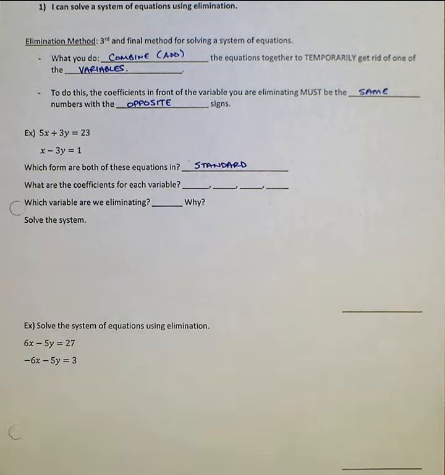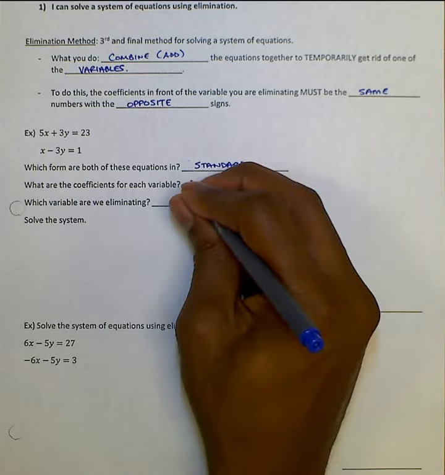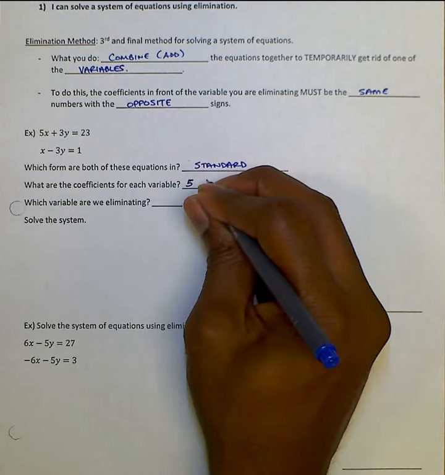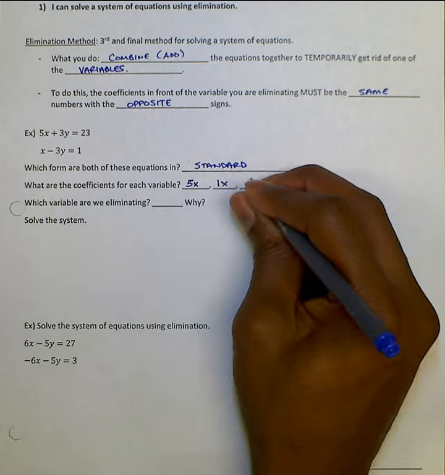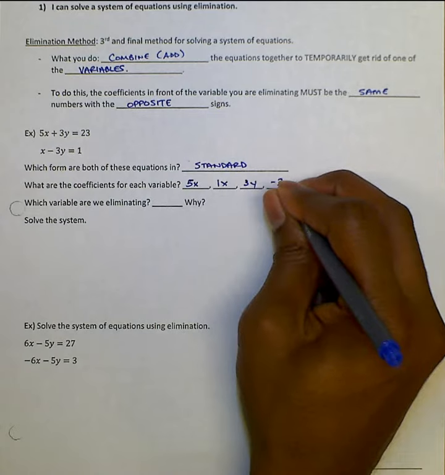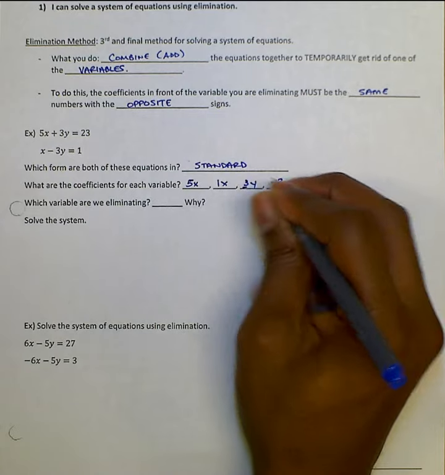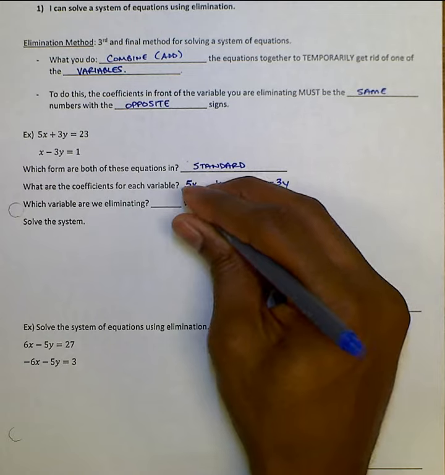Okay, and what are the coefficients for each variable? So as we look, we have 5x and 1x. We have 3y and negative 3y. Okay, so the coefficients are just the numbers in front. So 5, 1, 3, and negative 3.